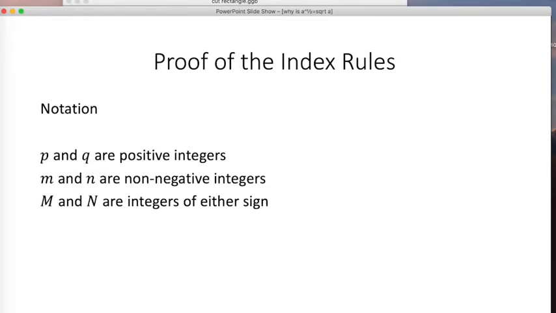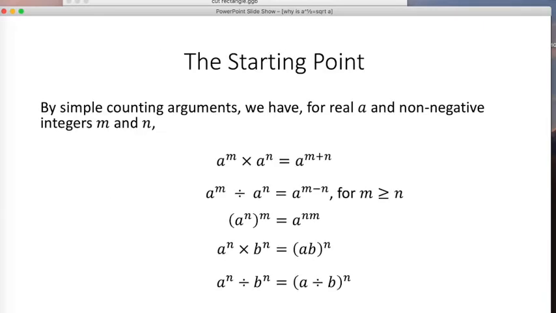So I'm going to use some notation. I'm going to use P and Q as positive integers, little n and m as non-negative integers, and big N and M as integers of either sign. And our starting point is that we've got these 5 rules working for n and m non-negative integers, and so long as m is bigger than n, at least n in this one.